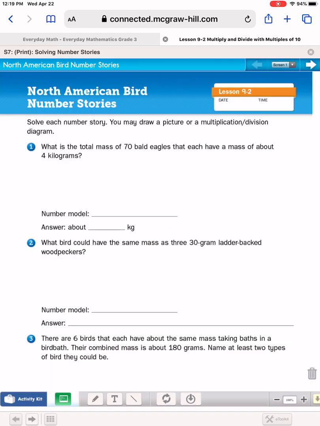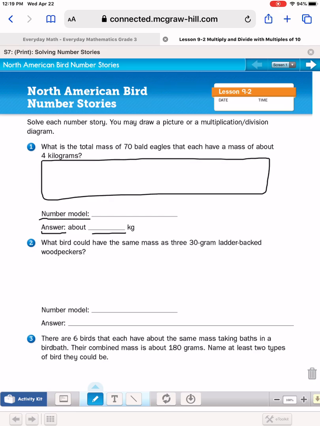All right, go ahead and turn your page to page 279. It says North American Bird Number Stories at the top, and you are going to solve each number story. You're welcome to draw a picture or a multiplication division diagram, but go ahead for each problem and write a number model, here where it says number model, and then an answer about how many kilograms or grams, and this space is where you can show your work. I would like you to complete this page. You're going to need to use the 2 pages before it, 277 and 278, for information.